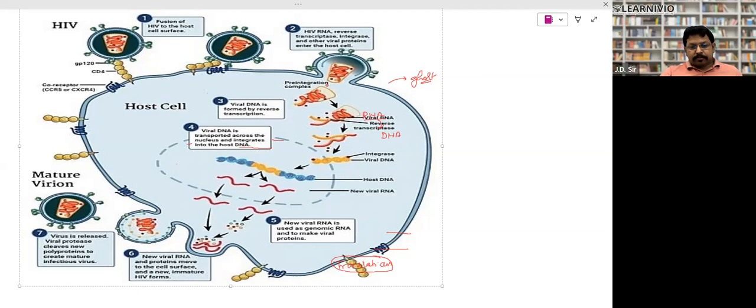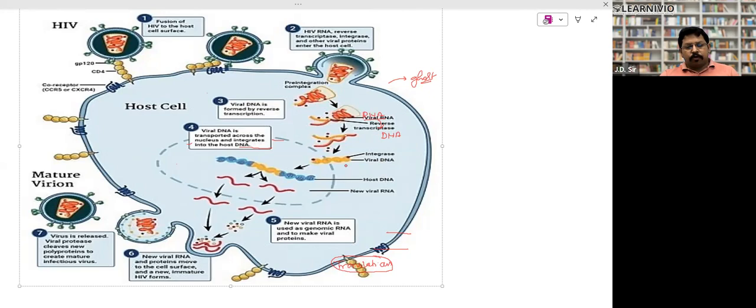The RNA and virus go inside the cytoplasm or protoplasm. Then in the protoplasm, DNA is formed on the template of RNA with the help of the reverse transcriptase enzyme. When the formation of DNA takes place, this DNA will integrate, right? And it will go inside the nucleus.